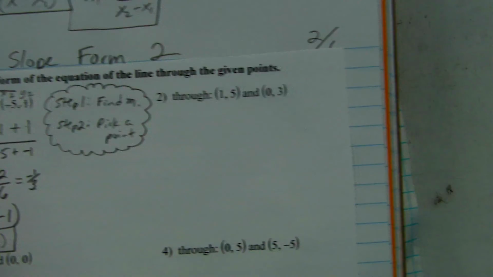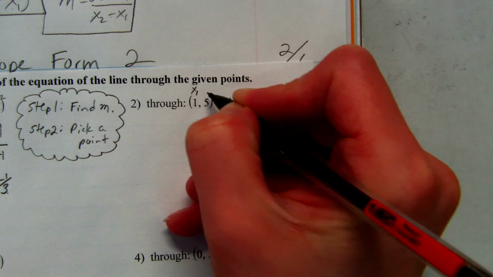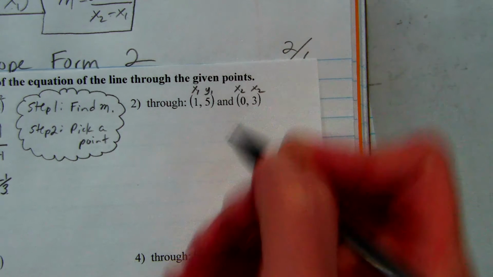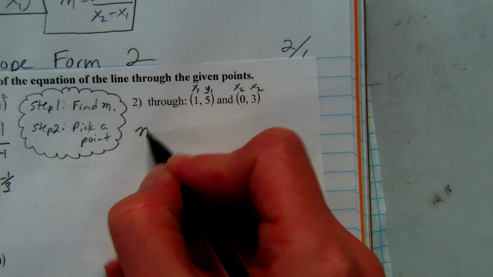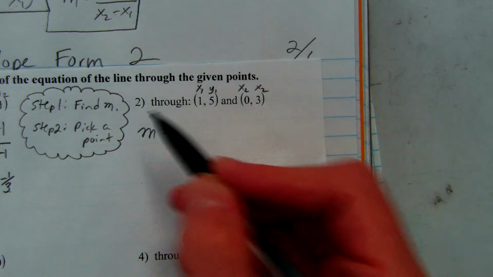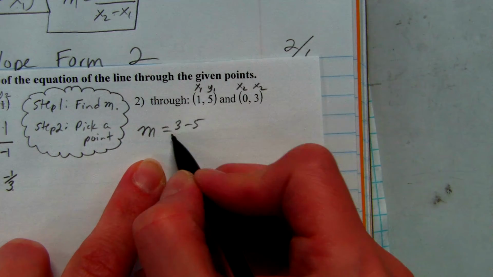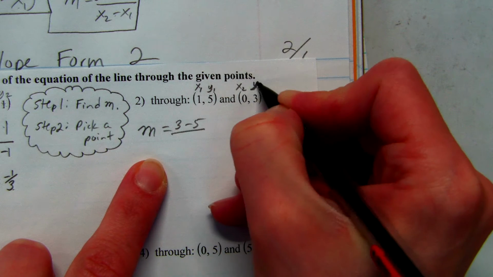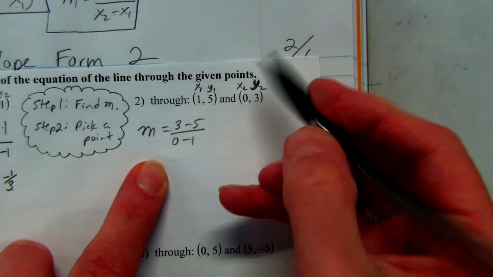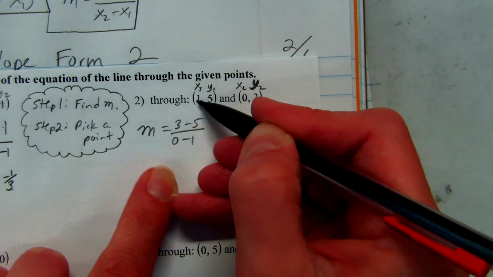All right, so let's do the next one. So our first step, I'm going to label everything x1, y1, x2, y2, and we're going to use the slope formula. So we subtract the y's and then subtract the x's. So I'm going to have 3 minus 5, because those are my y's. I should make that more curly, that way it doesn't look like an x. And then subtract my x's. And remember, if I'm going this direction, 3 minus 5, I have to go this direction, 0 minus 1.